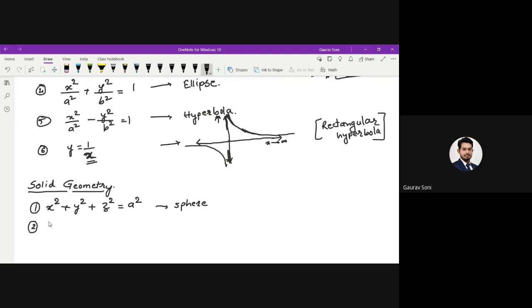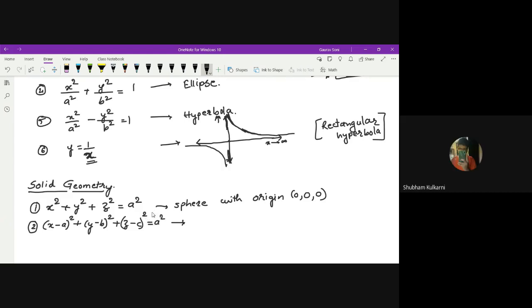So the second one: x minus a whole square plus y minus b whole square plus z minus c whole square is equal to a square. With origin 0, 0, 0, what will this be? A sphere with the point A, B, C as center. The first is a sphere with the origin as center; the second is a sphere with center A, B, C.